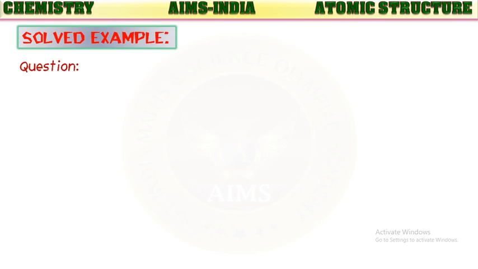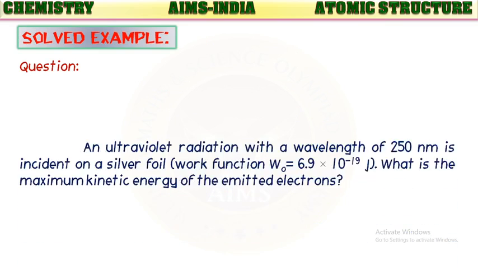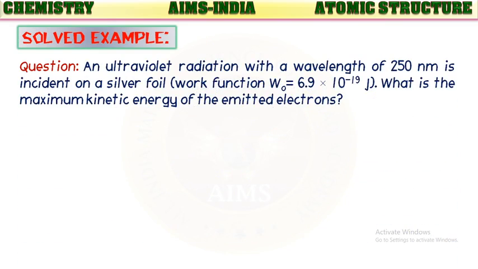Let us see a solved example on this photoelectric effect. Here is the given question. An ultraviolet radiation with wavelength of 250 nanometers is incident on a silver foil. What is the maximum kinetic energy of the emitted electrons? So what is given here? The radiation made to fall on the silver foil is given as 250 nanometers in terms of wavelength, and the work function of silver foil is also given.